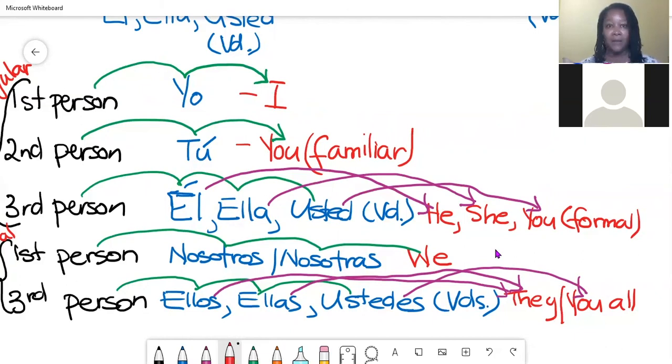As I said at the beginning, the same thing that pronouns do in English is the same thing they do in Spanish.